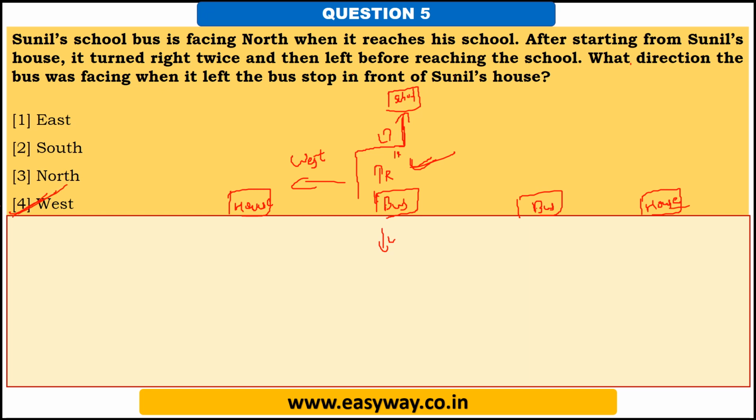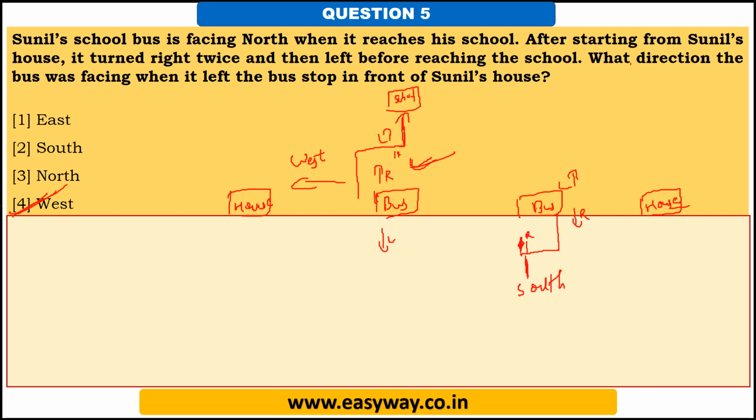Now suppose the bus is in the west of the house. For the bus facing east, this is the left side and this is the right side. It turns right twice. The first right will be this, and imagine yourself facing south, so this will be right and this will be left. Again it will turn this way, and at the end it turns left. For a person facing west, this will be right and this will be left. That means the bus will now be facing south, so that is not the answer. So option number 4 is the correct answer.